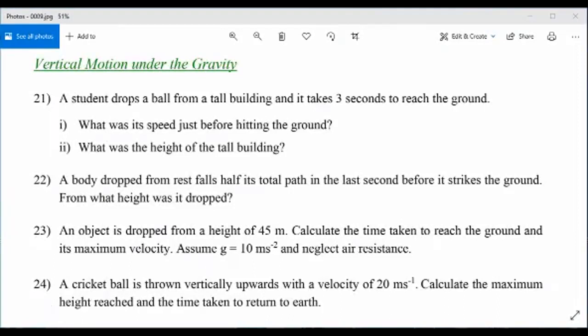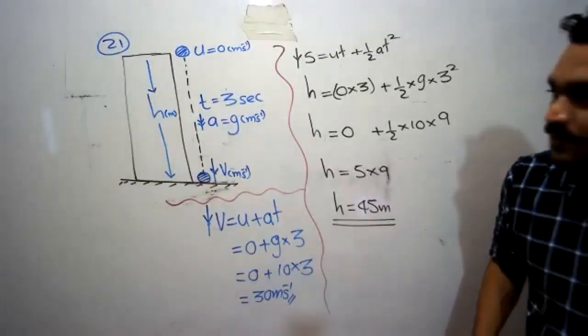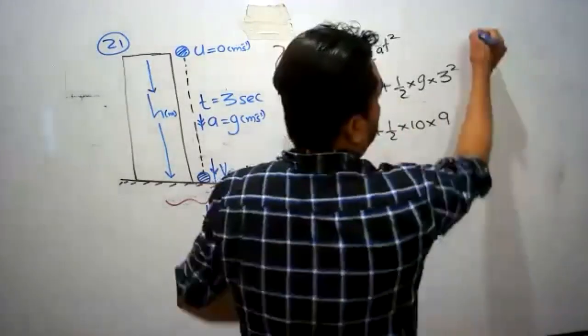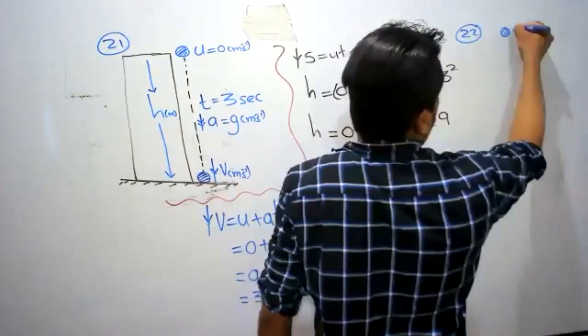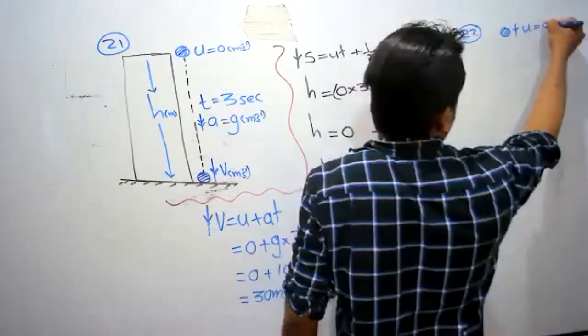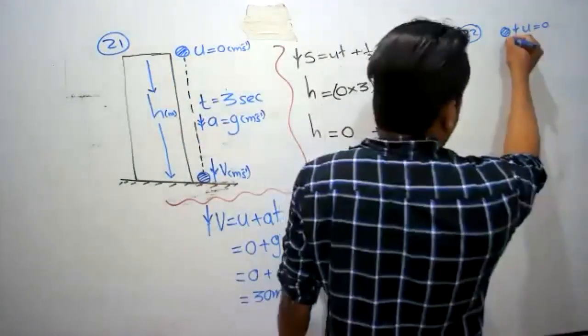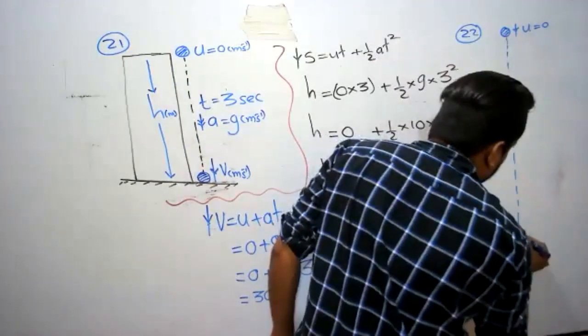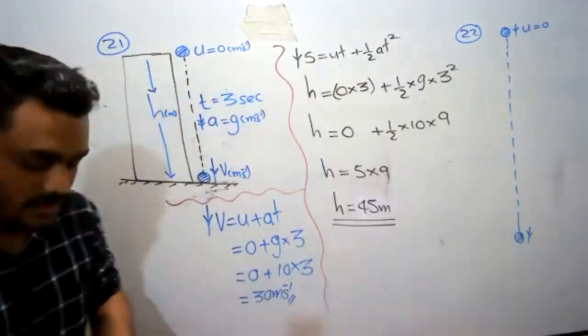Let me draw the figure for question number 22. An object is dropped, it means the initial velocity is 0. So it falls freely under gravity and finally it hits the ground.